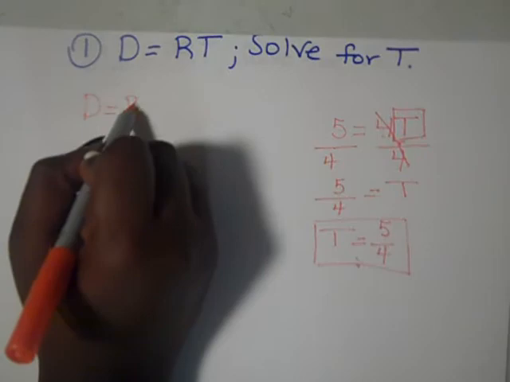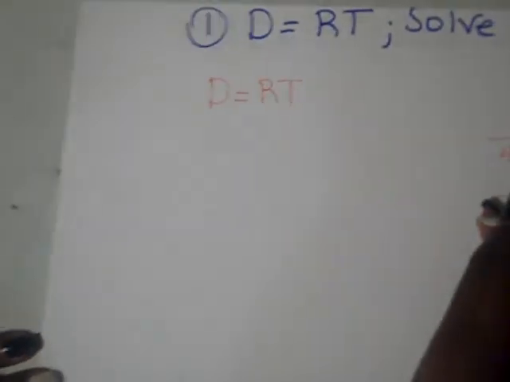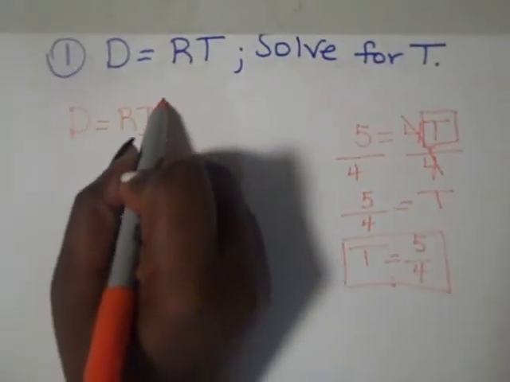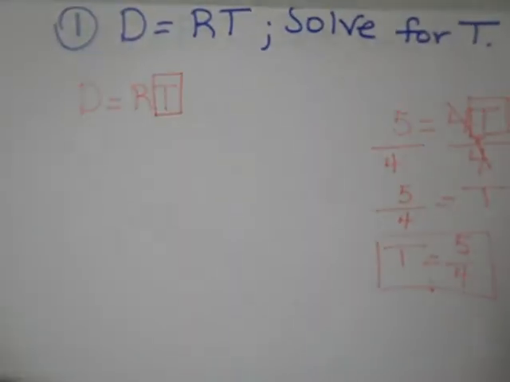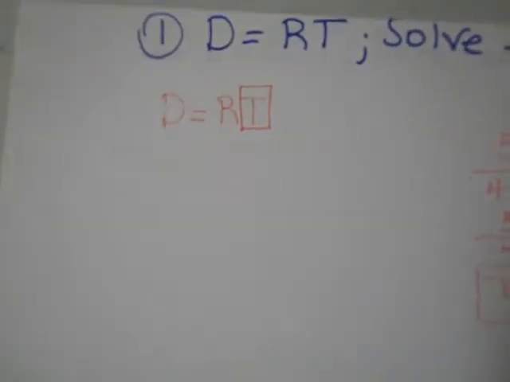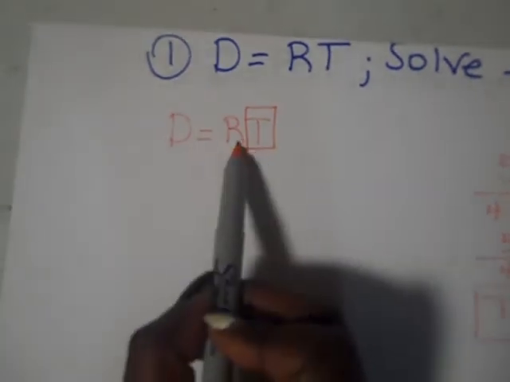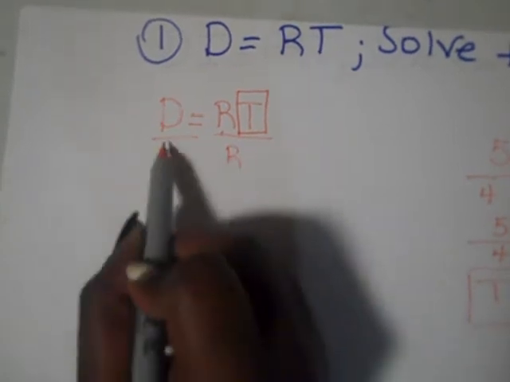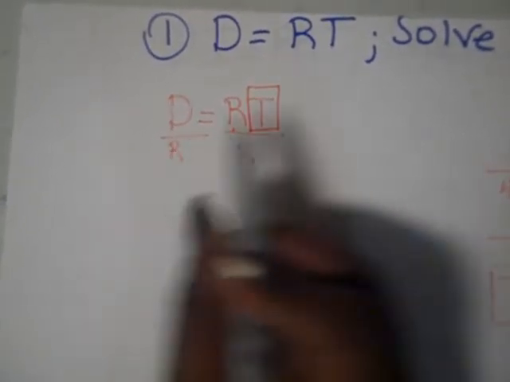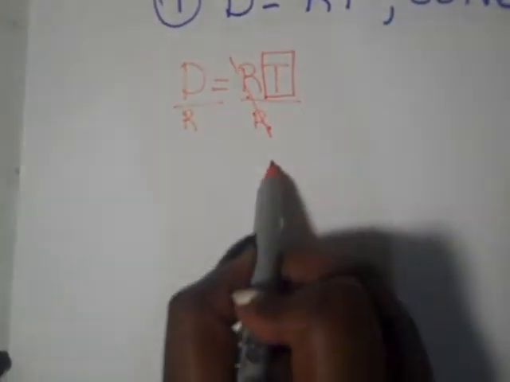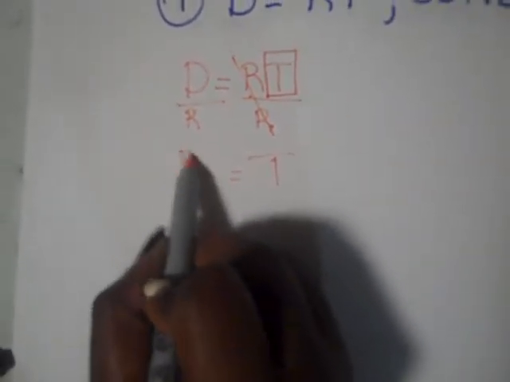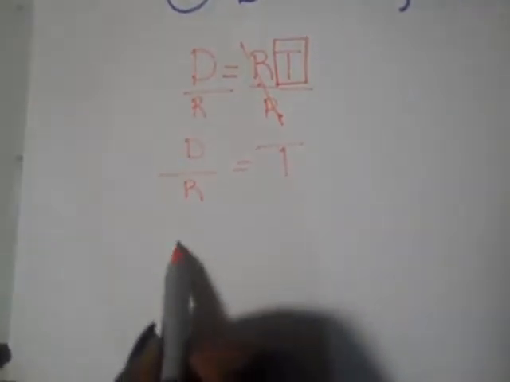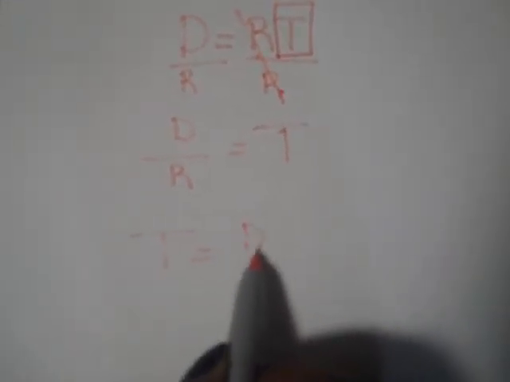D equals RT. We want to solve for T. So I will box in my T. We're not going to touch the T because we want it by itself. So since we're multiplying, we will divide both sides by R. What we do to one side, we do to the other side. My R's cross out. T equals D divided by R. And we are finished.